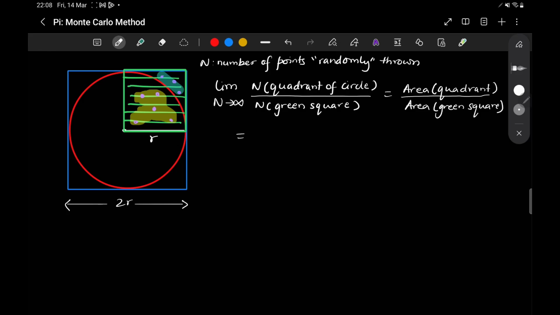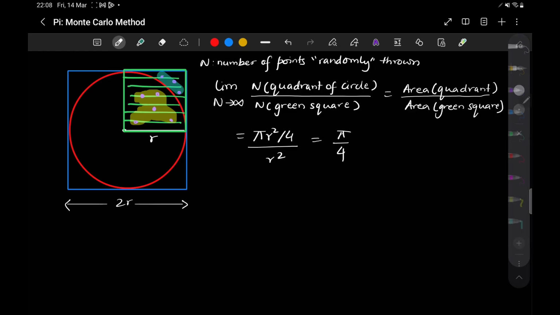Area of a circle is pi r squared. So the area of this quadrant of a circle, which is 1/4 the circle, will be pi r squared by 4. And the area of this green square is simply r squared. So this is pi over 4. So if you find the number of points within the quadrant of the circle, and divide it by the number of points within this green square, then you get the ratio as pi over 4. This is known as the Monte-Carlo method.